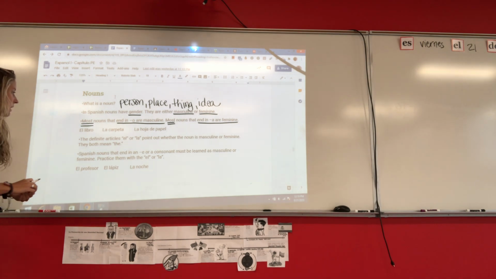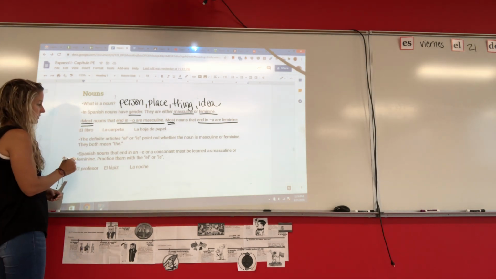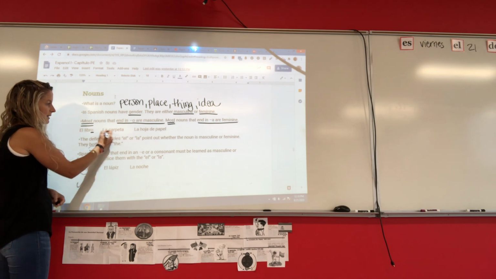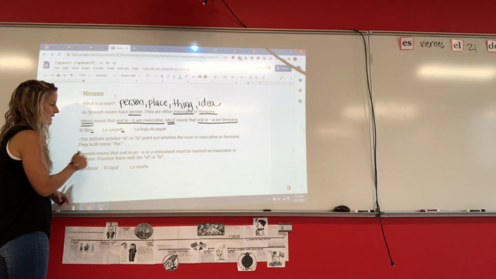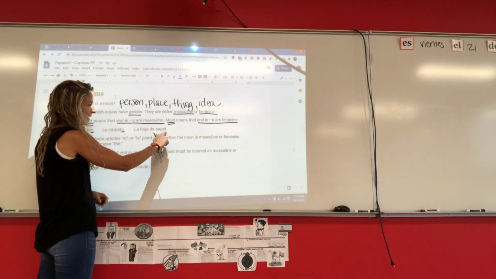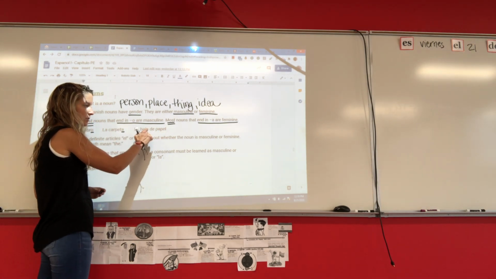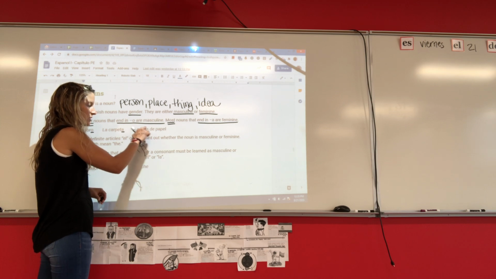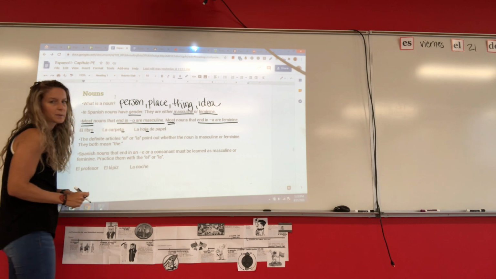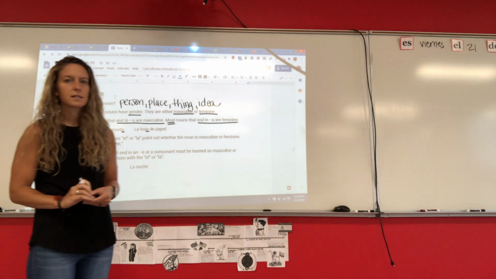So, el libro. O, so it's masculine. La carpeta. A, so it's feminine. La hoja de papel, and you're like, oh, well that ends in an L. But actually the noun is right here, the piece or the leaf of paper. So that's feminine, hoja. Okay, it ends in A.